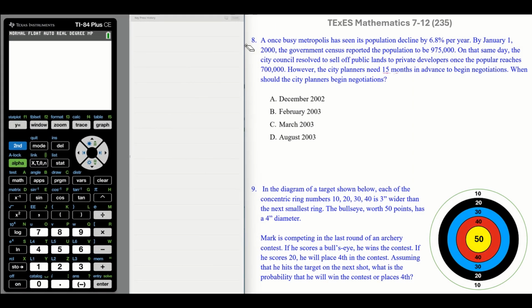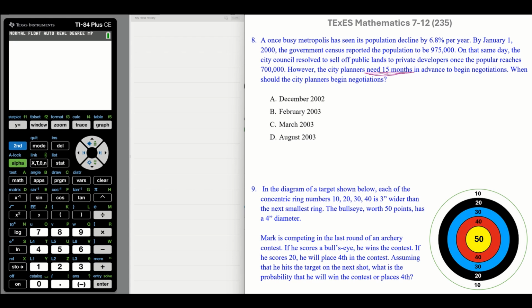Number 8. A once busy metropolis has seen its population decline by 6.8% per year. By January 1, 2000, the government census reported the population to be 975,000. On the same day, the City Council resolved to sell off public lands to private developers once the population reaches 700,000. However, the city planners need 15 months in advance to begin negotiations. When should the city planners begin negotiations?